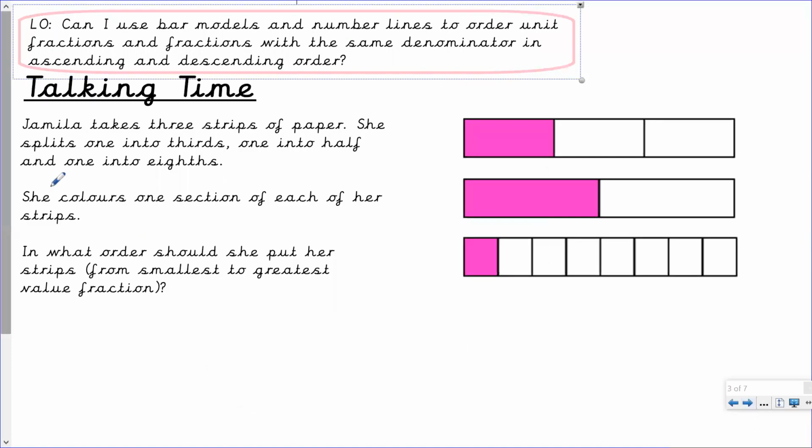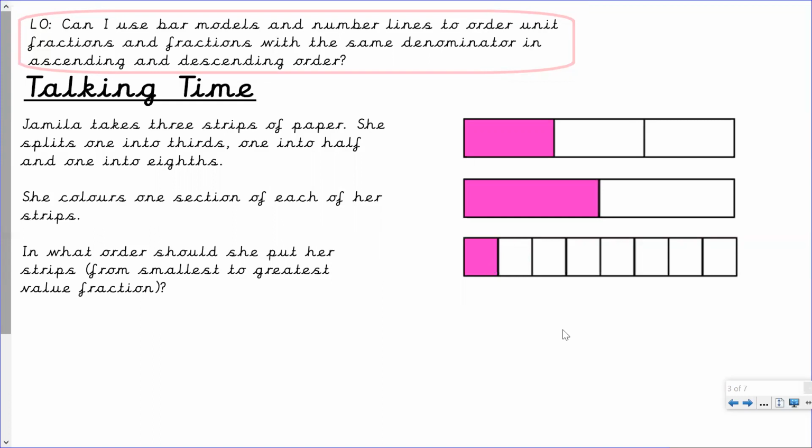Okay, Jamila takes 3 strips of paper. She splits one into thirds, one into half, and one into eighths. She colors one section of each of her strips. In what order should she put her strips from smallest to greatest value fraction? Pause the video and have a think. Play the video when you're ready.